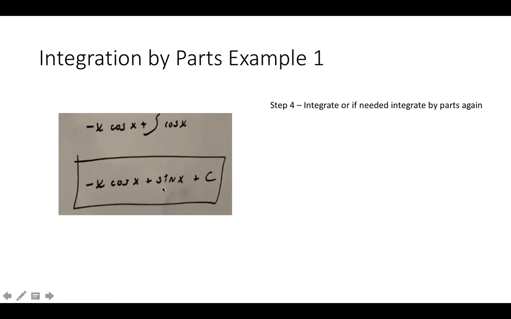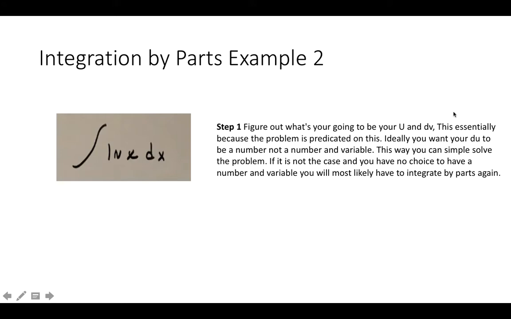And what do we do? Integrate. We'll integrate this, and we'll get what? Positive sine x plus c. So the answer is negative x cosine x plus sine x plus c. If we didn't have a number and we had a variable, we would have to integrate by parts again.